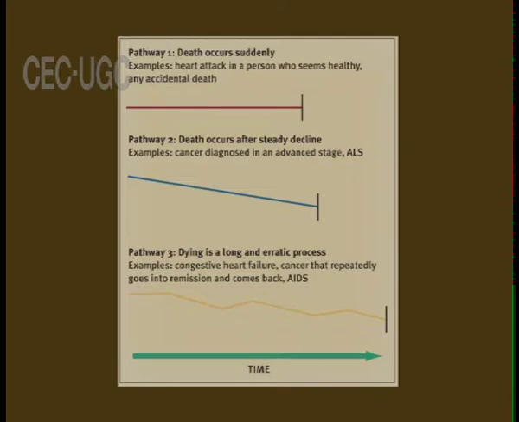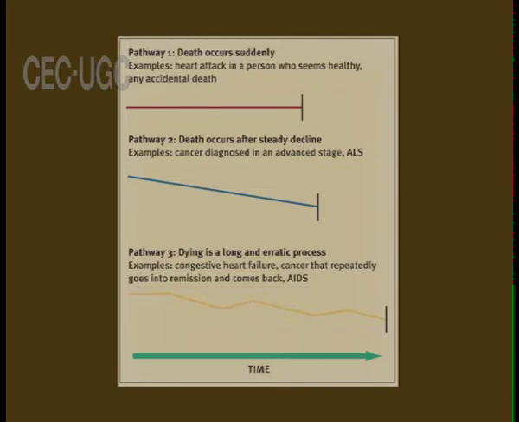Now, dying trajectories were suggested by Glaser and Strauss in the 1960s in their pioneering work on dying people. These dying trajectories are not only useful for the physician, they are also useful to educate the dying patient and the family of the dying patient. There are three types of dying trajectories which you can see in the figure.